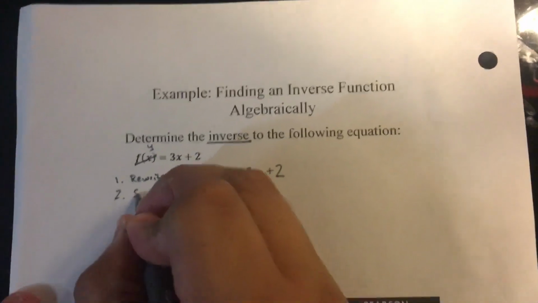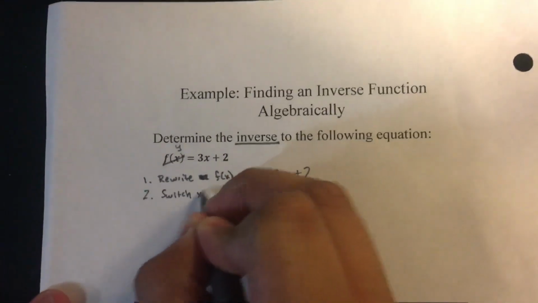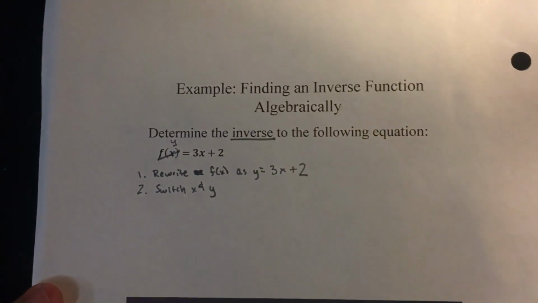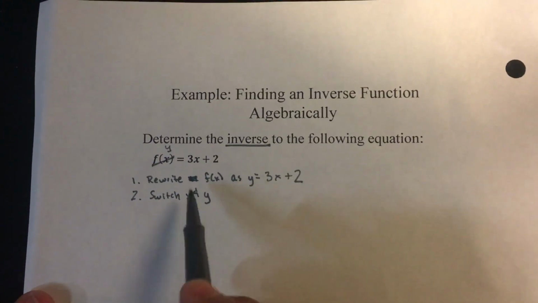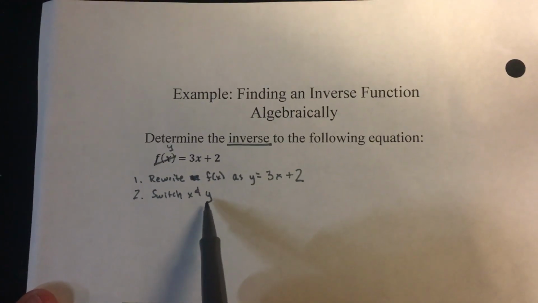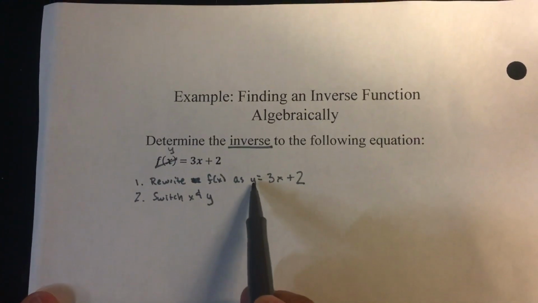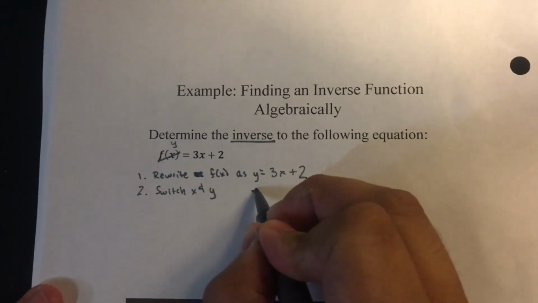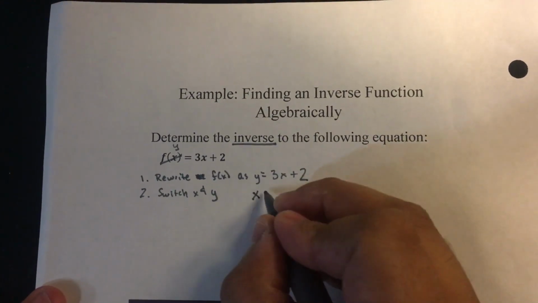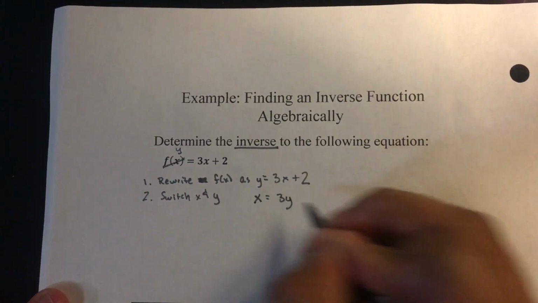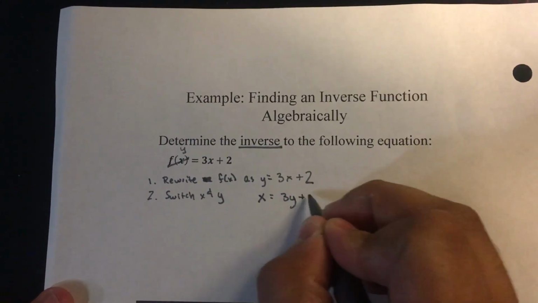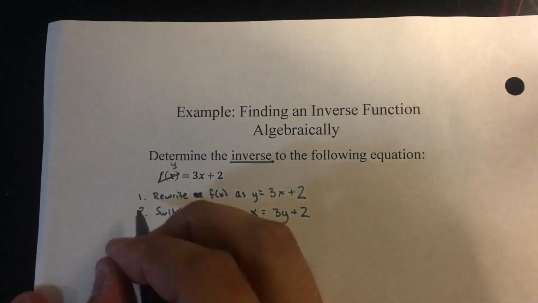Second step is to switch the x and the y. Everywhere I see an x, I'm going to write a y, and everywhere I see a y, I'm going to write an x. Right here, I see a y, so all I'm doing is switching it. This is now going to become x. Right here, I see an x, so this is going to become y. And I continue writing the rest of the equation.